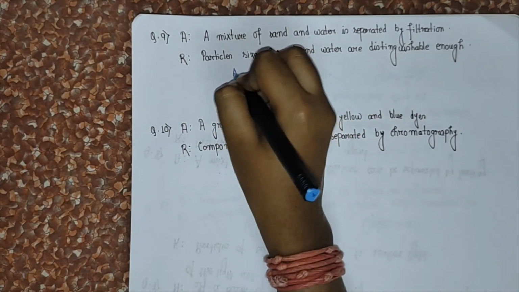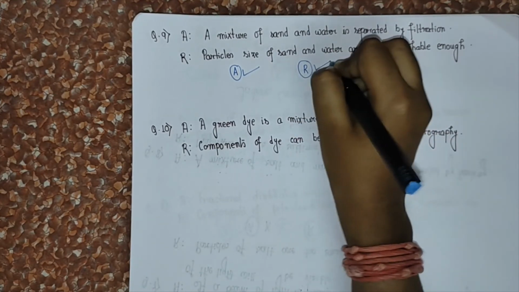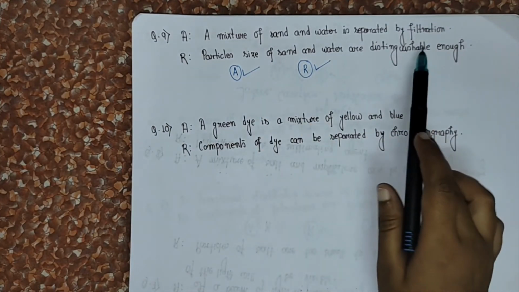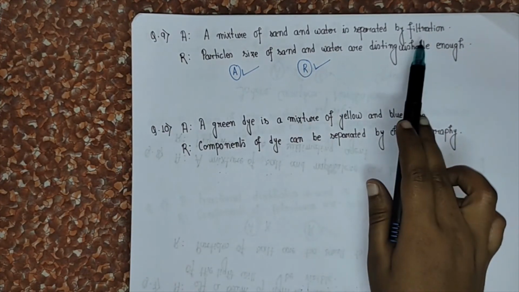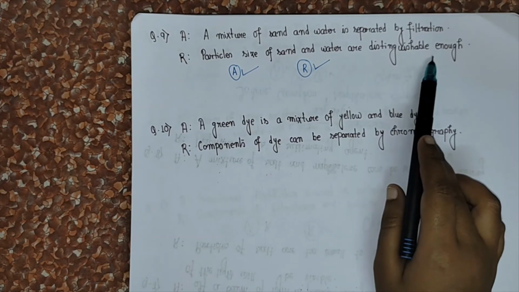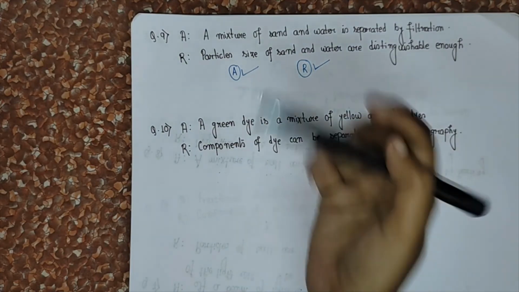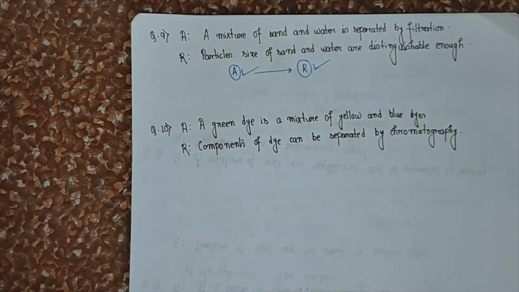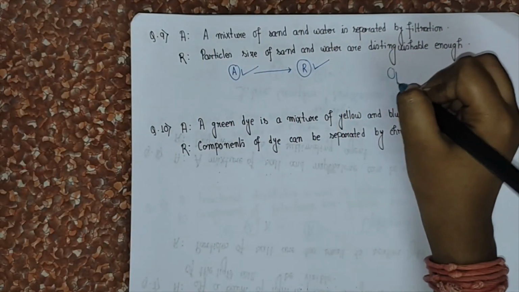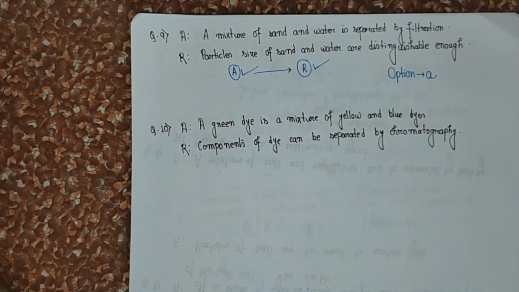So the assertion here is correct, and the reason here is also correct. Because the size is different, that is why we can proceed with the filtration technique. The larger size particles cannot pass through the filter paper. They will remain on the filter paper as it is, which is termed the residue. So obviously the reason is the correct explanation of the assertion. So which option will we choose? We will choose option number A.